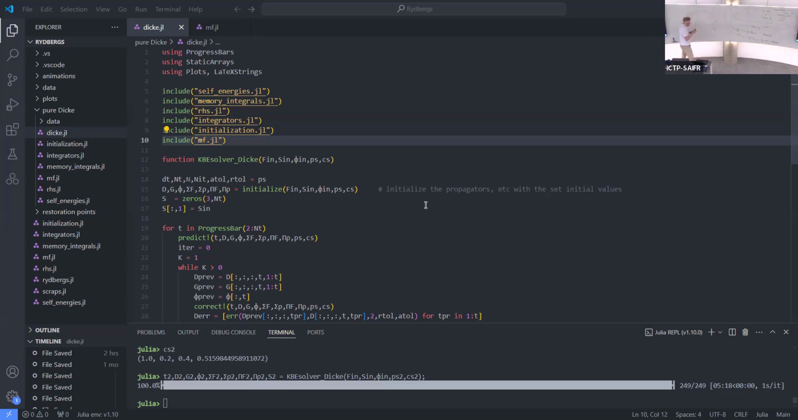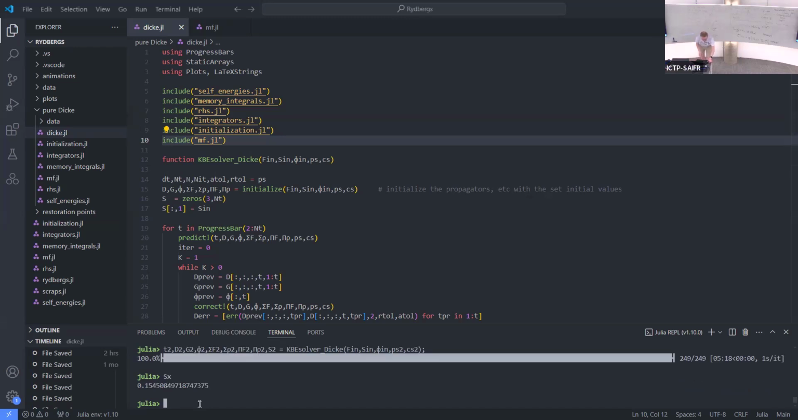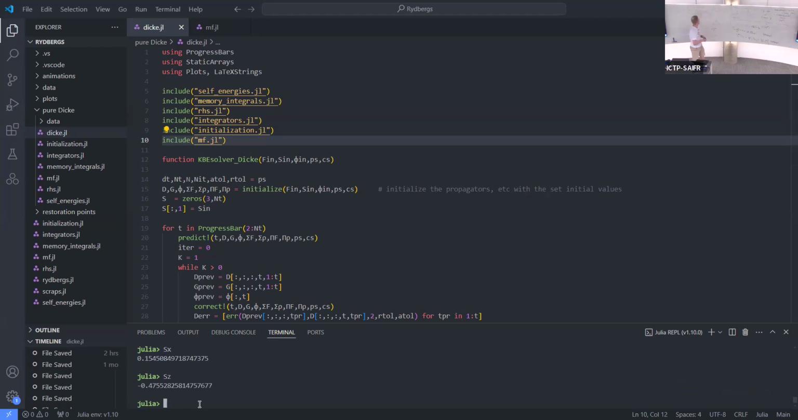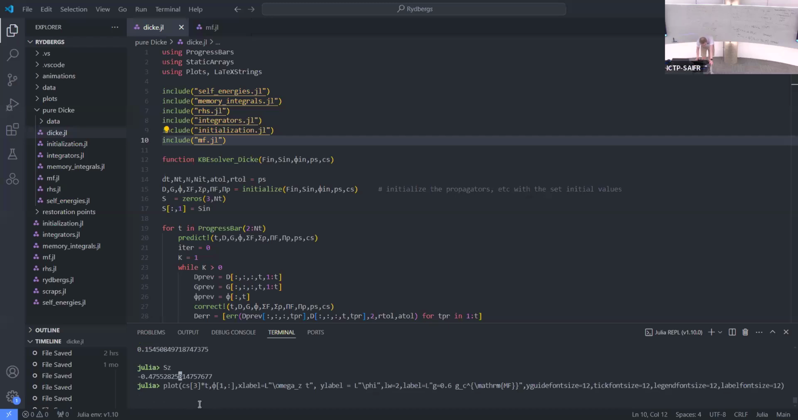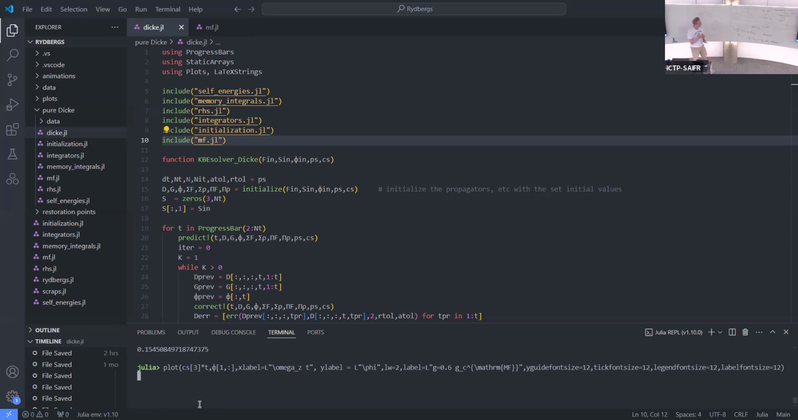So let me check, for instance, Sx, it's 0.15, and Sz, yeah, minus 0.47. So now let's try to plot something. I already did something. So this is going to be the expectation value of phi for G below G critical. And Julia, unfortunately, just plotting takes a little bit of time.